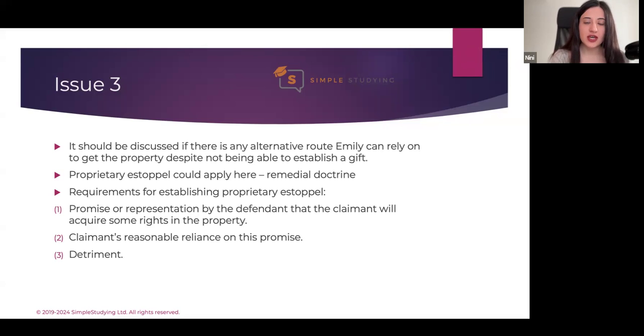The requirements for establishing a proprietary estoppel are the following. First, a promise or representation by the defendant that the claimant will acquire some rights in the property. Second, the claimant's reasonable reliance on this promise. And finally, detriment. So briefly, promise, reliance, and detriment. These three things must be shown.